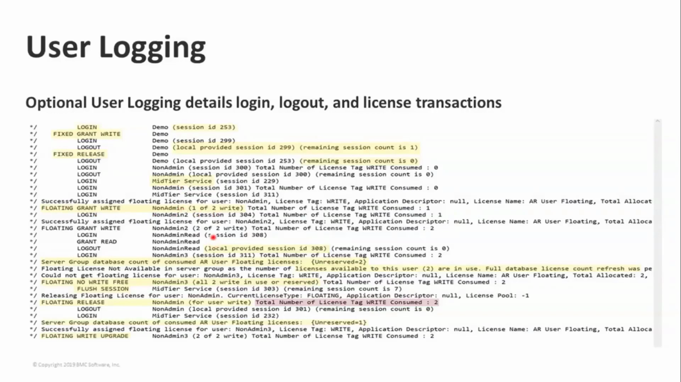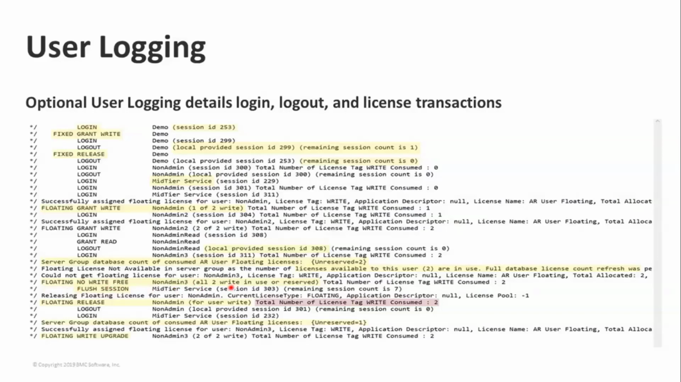Okay, let's see, there's also the concept of a server group database count. When this line appears in the log, it's indicative of the server making a query to the database to find out how many floating license users there are. And in a couple of slides from now, we're going to talk about what the server does in a server group in regards to the accounting of licenses. This floating no write free is logged when a user cannot get a write license, and in this case, all 2 write licenses were already used, so this user could not get one. So when you see the no write free, this is the indication of that.